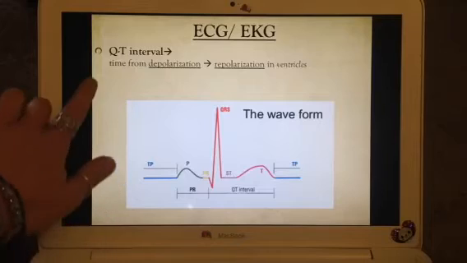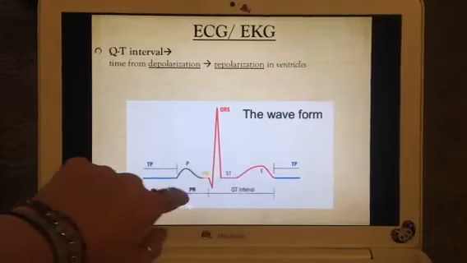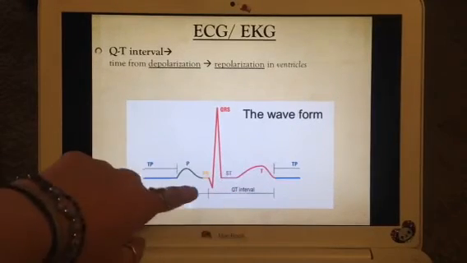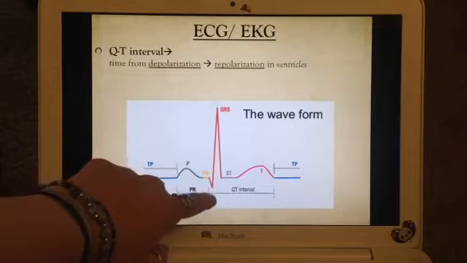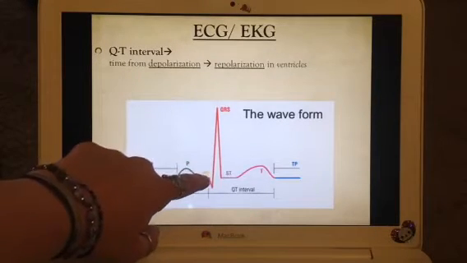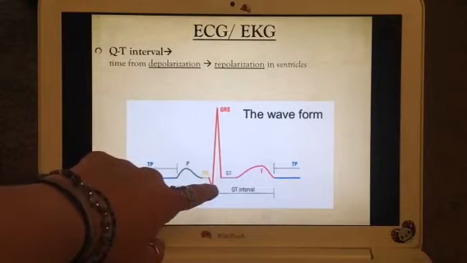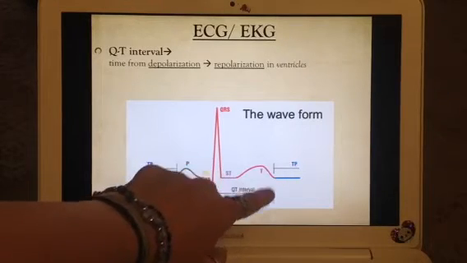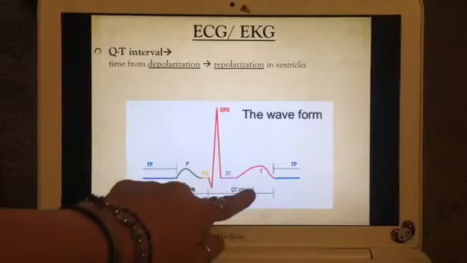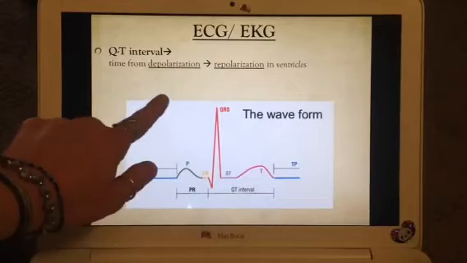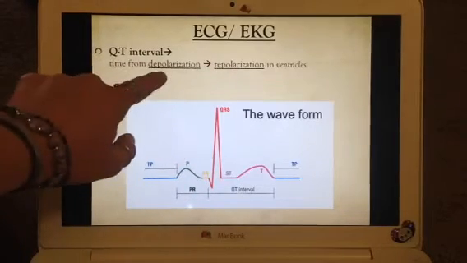So the second important interval is the QT interval, which is basically the rest of this, and that's the amount of time from what? Well, this is representative of the depolarization, right? And this is a repolarization. So that's the amount of time from one to the other, the amount of time that it takes to repolarize after you've contracted.